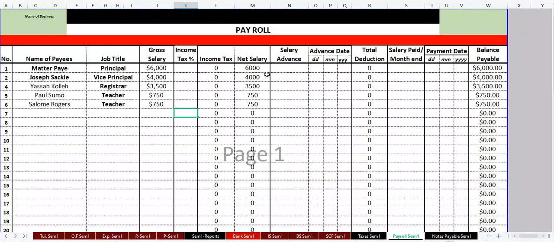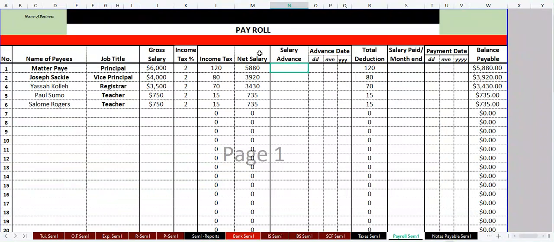So now we came here, and the tax from the government's angle is 2% on everybody's income. Everyone 2%, 2%, 2%. So as you can see here, the principal is paying $120 as tax. That is what government is taxing him for income tax. And then the vice principal is paying $80, the registrar is paying $70, and the two teachers are paying 50-50 each. Alright, so the percentage here is fairly distributed, right? Great. Then we come to the salary advance.